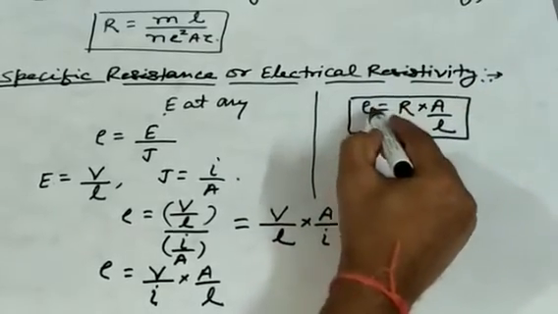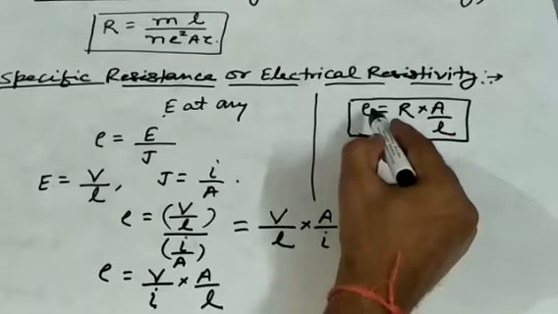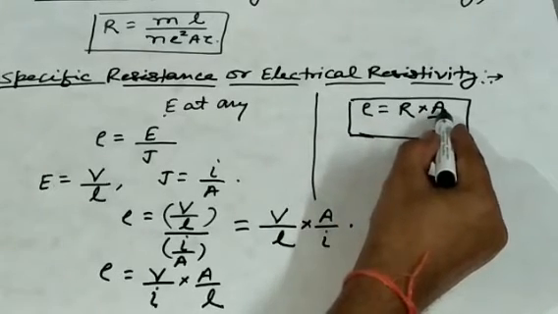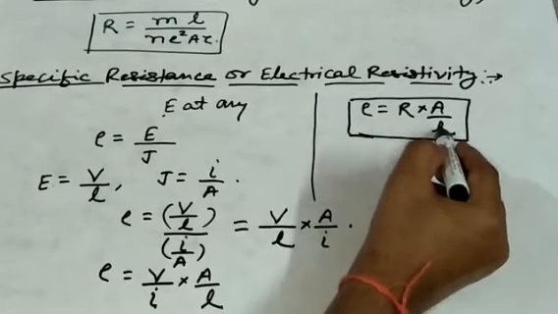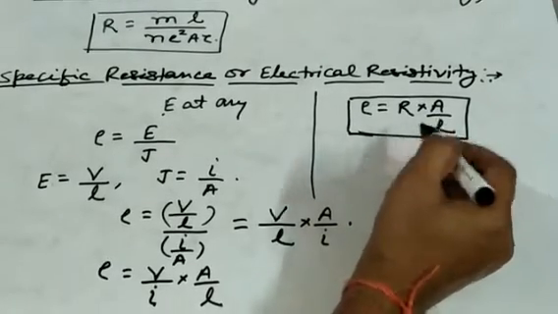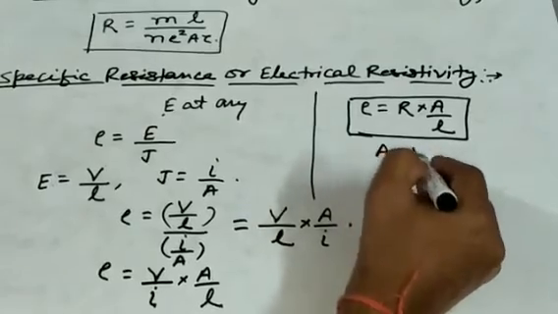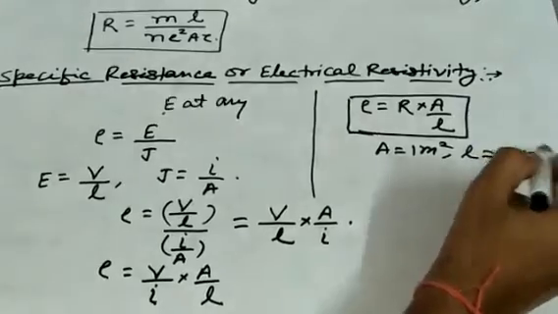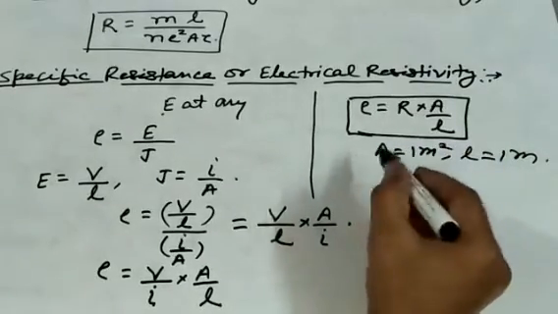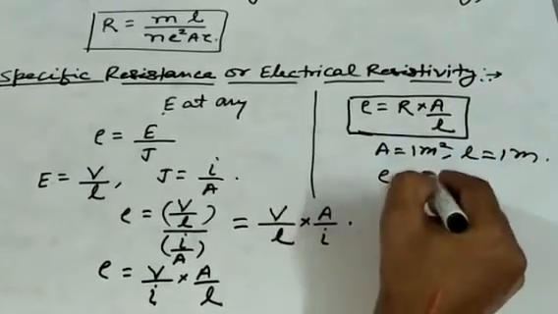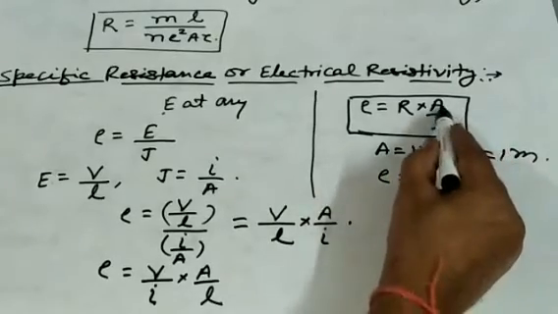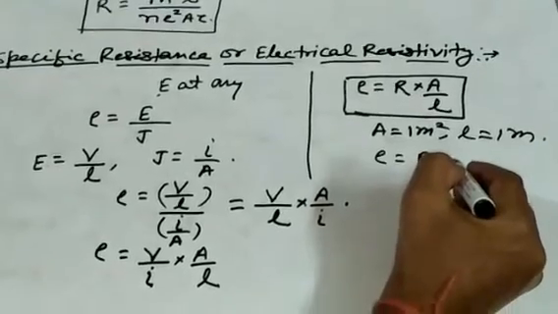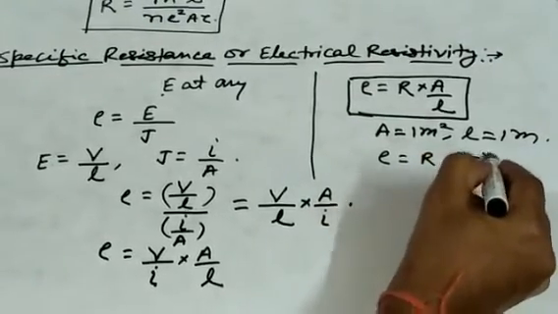where rho is the specific resistance or resistivity of a conductor, R is the resistance of that conductor, A is the area of that conductor, and L is the length. And if A is equal to 1 meter square, L is equal to 1 meter, and when we put this value here, then we can say rho is equal to R, and here 1 meter square upon 1 meter. So we can get here rho in ohm meter.